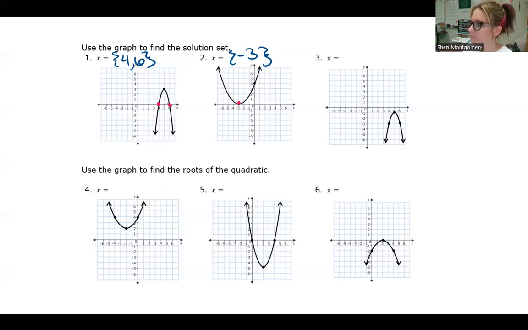What about the last one? None. So we would say the empty set.